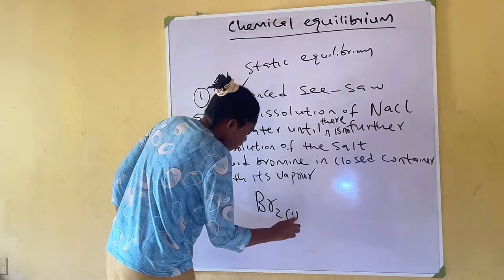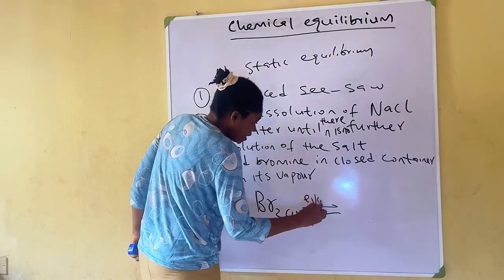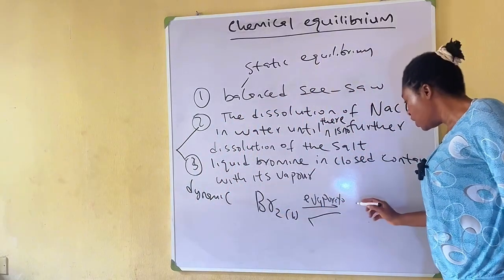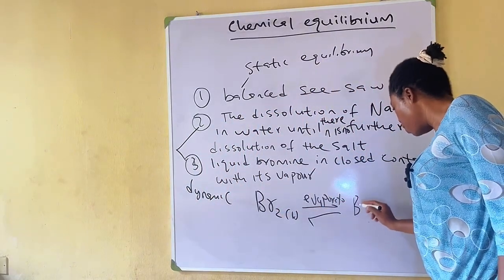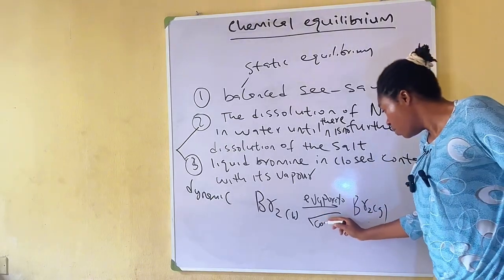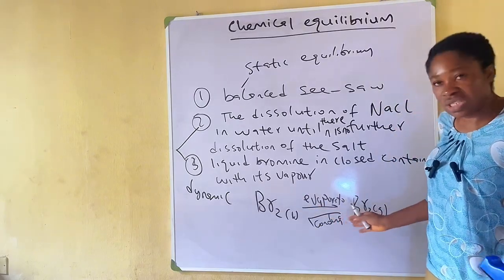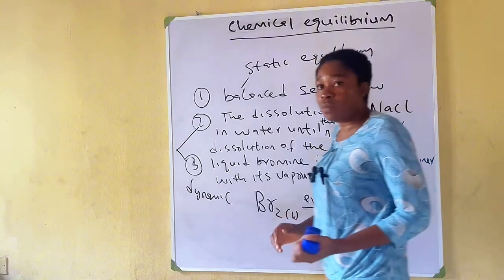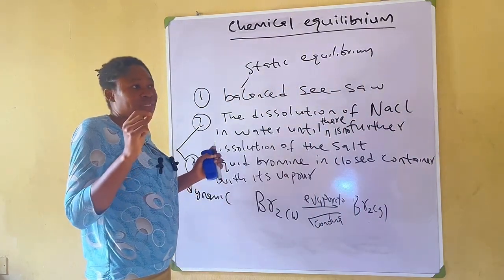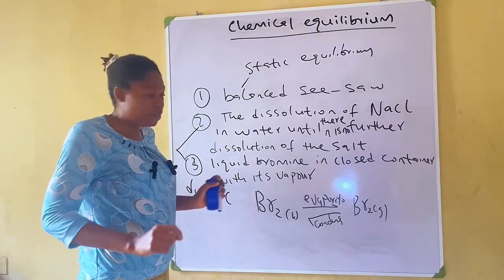Bromine liquid. The vapor will rise. So evaporation of this bromine liquid will lead to bromine vapor, whereas condensation of the vapor will also give back bromine liquid. So there's no change in the composition of bromine. Then chemical equilibrium can only be attained in a closed system.